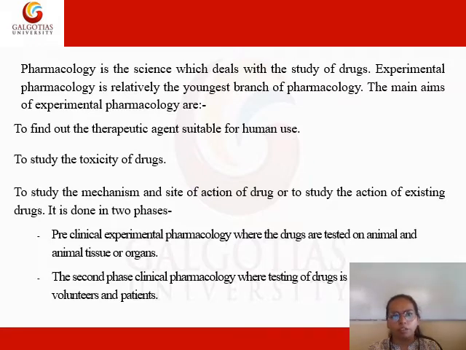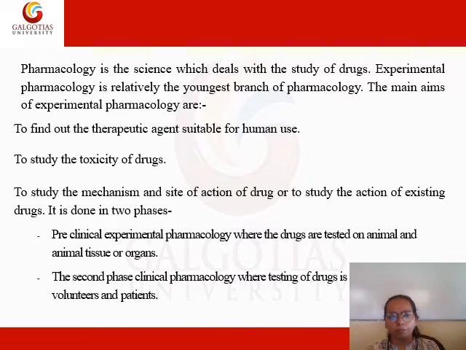Experimental pharmacology is relatively the youngest branch of pharmacology. The main aims of experimental pharmacology are to find out therapeutic agents suitable for human use, to study the toxicology of the drug, to study the mechanism of action and site of action of the drug, and to study the action of existing drugs. It is done in two phases, the first being the preclinical study.